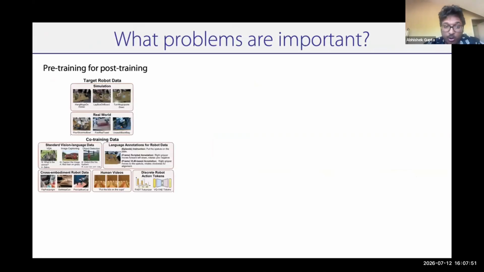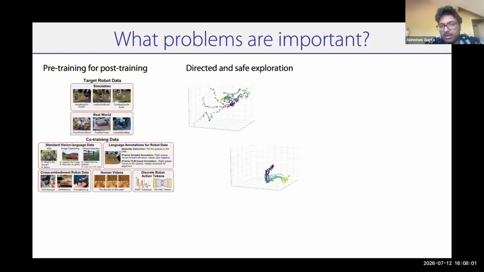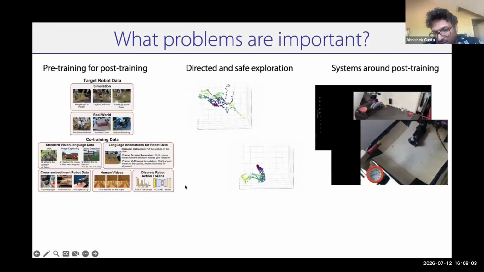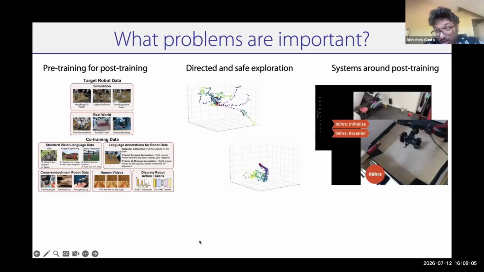I think there are lots of important problems still. I think Carl is going to talk about some work on pre-training. I think pre-training for post-training is super important. I also still think exploration is a hard and underexplored problem. I think we don't know how to explore that well.